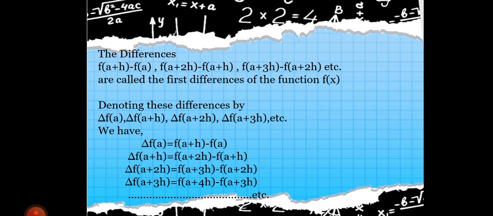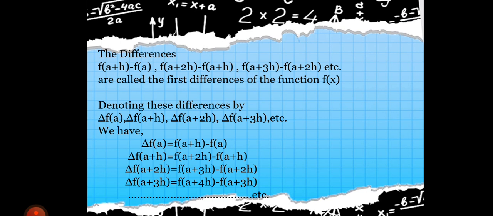Now delta is an operator called the forward differencing operator. The difference between these two values f of a plus h minus f of a, we denote by delta f of a, and delta f of a plus h equal to f of a plus 2h minus f of a plus h. Delta f of a plus 2h equal to f of a plus 3h minus f of a plus 2h. Delta f of a plus 3h equal to f of a plus 4h minus f of a plus 3h, and etc.